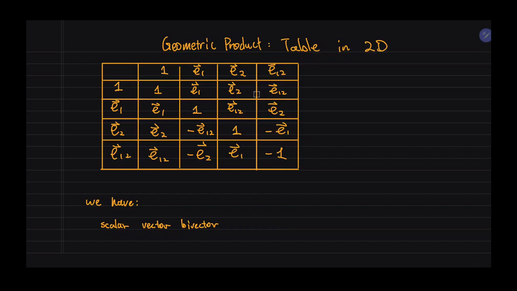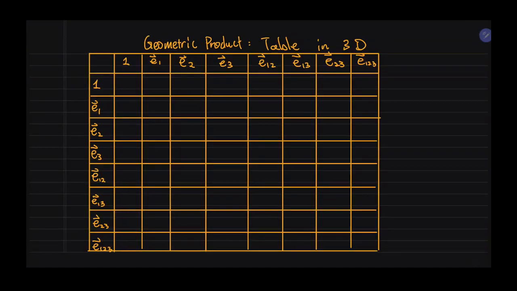And this will be our geometric table that we'll refer to in 2D. Now we will try to derive the geometric product table in the case of 3D. Be aware that this time we will have one more object called the trivector.